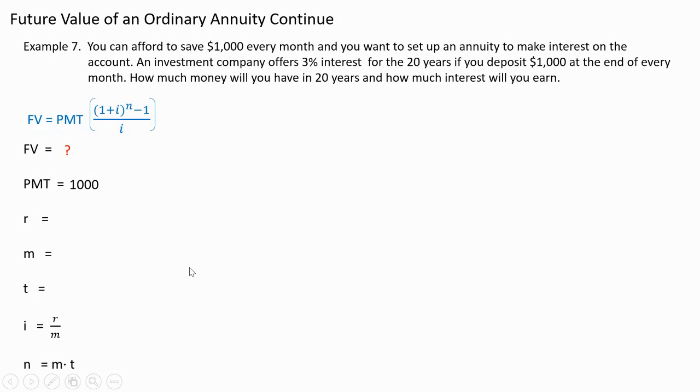So the payments are $1,000. My interest rate is 3%, converted to a decimal. Compounded, what is compounded? At the end of every month, right? So M is equal to 12, it's every month. That time is 20 years.